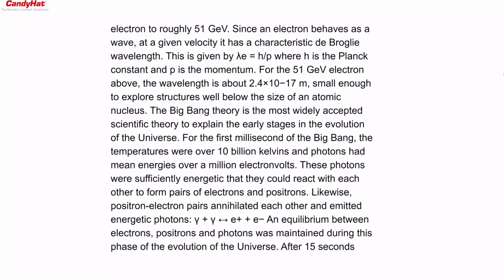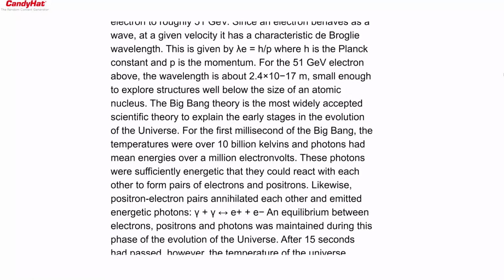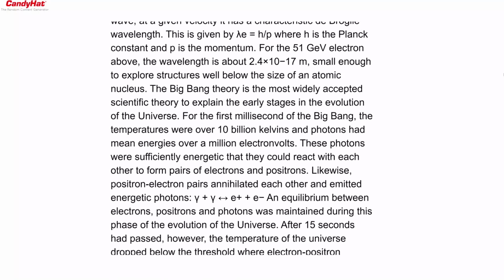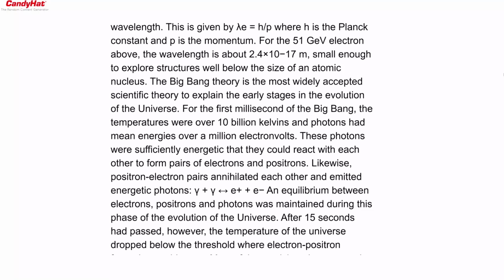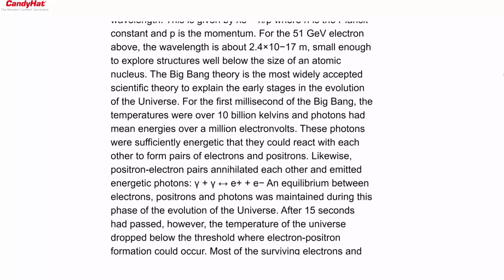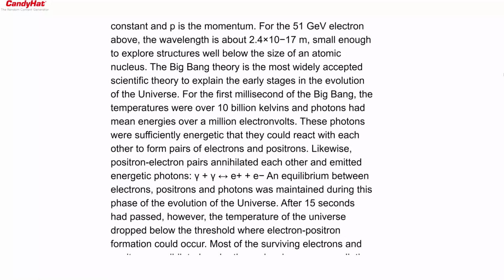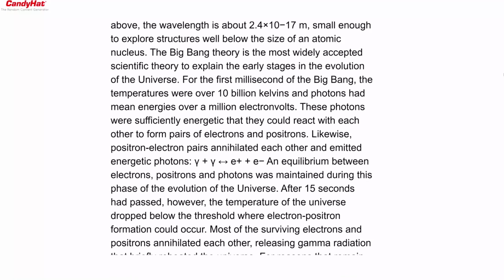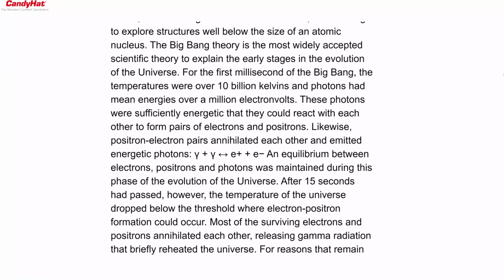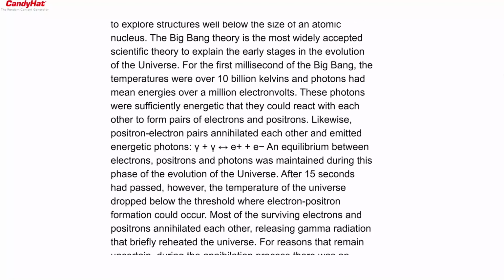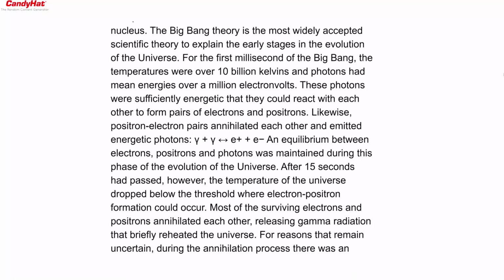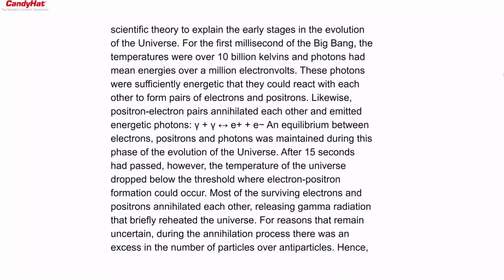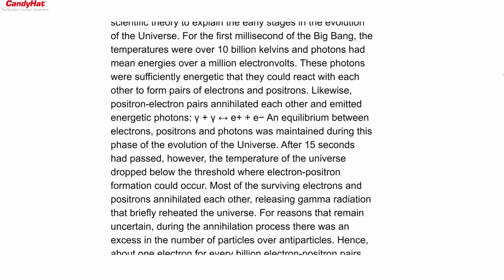The Big Bang theory is the most widely accepted scientific theory to explain the early stages in the evolution of the universe. For the first millisecond of the Big Bang, the temperatures were over 10 billion kelvins and photons had mean energies over a million electron volts. These photons were sufficiently energetic that they could react with each other to form pairs of electrons and positrons. Likewise, positron-electron pairs annihilated each other and emitted energetic photons.